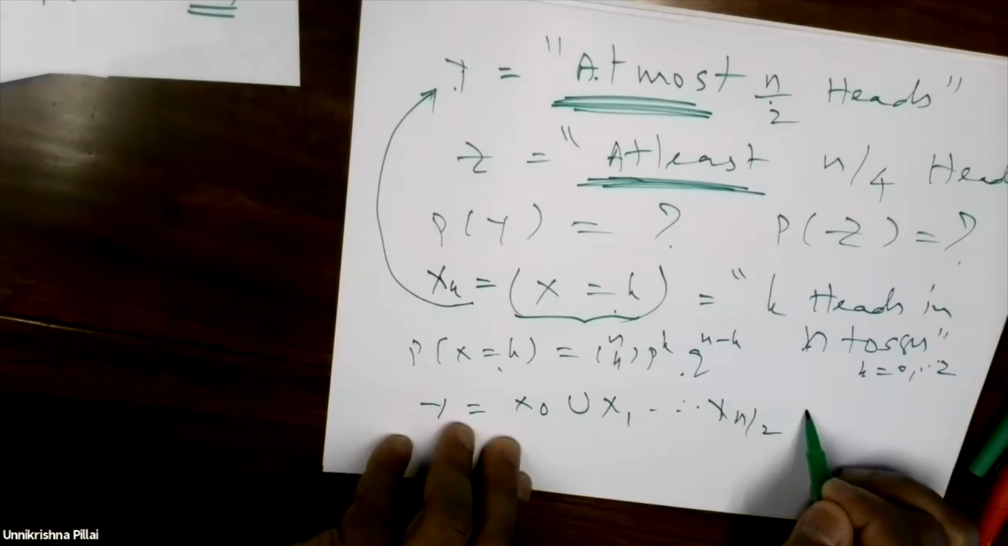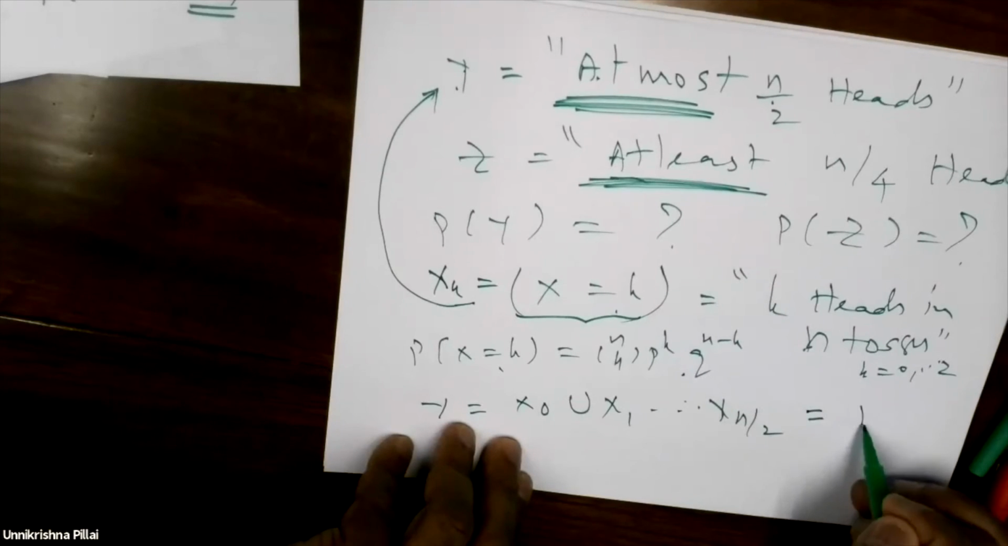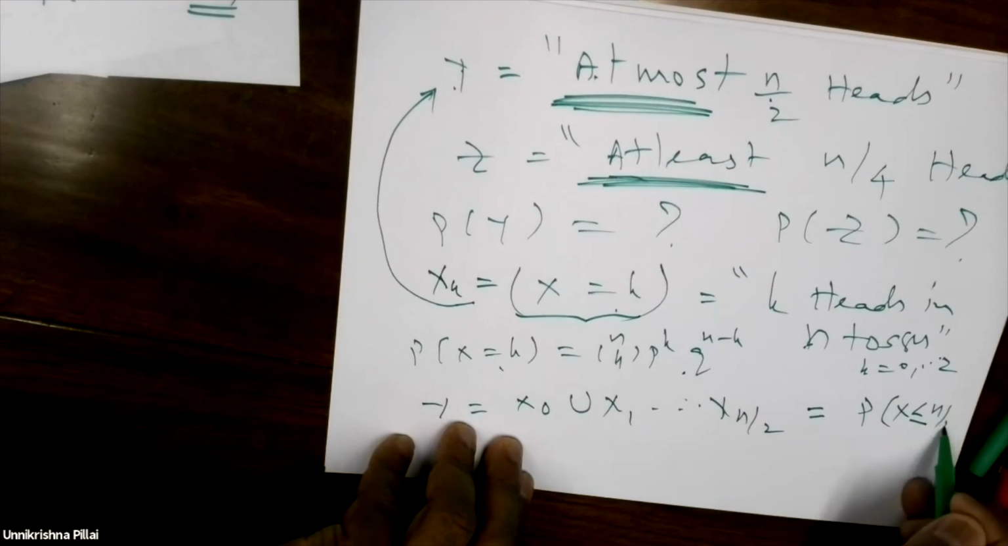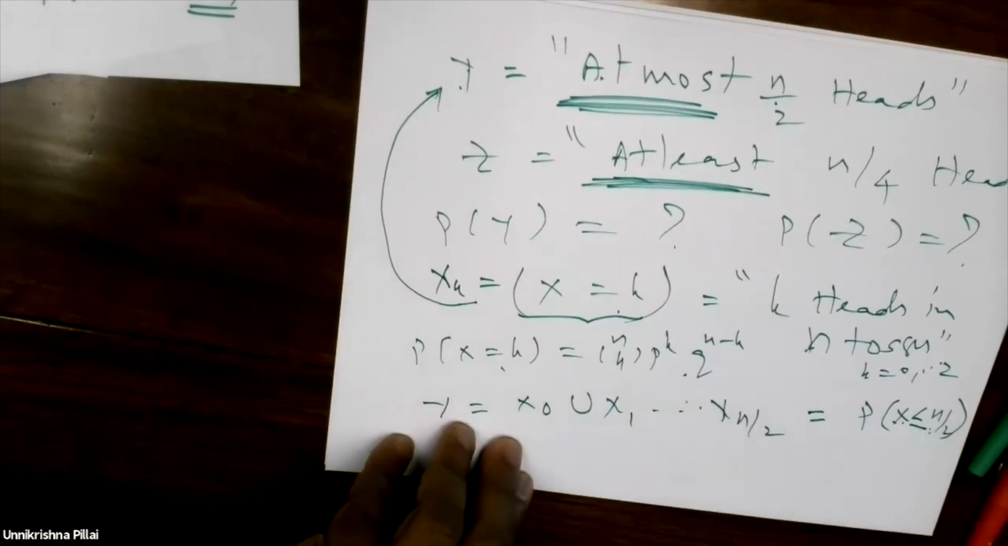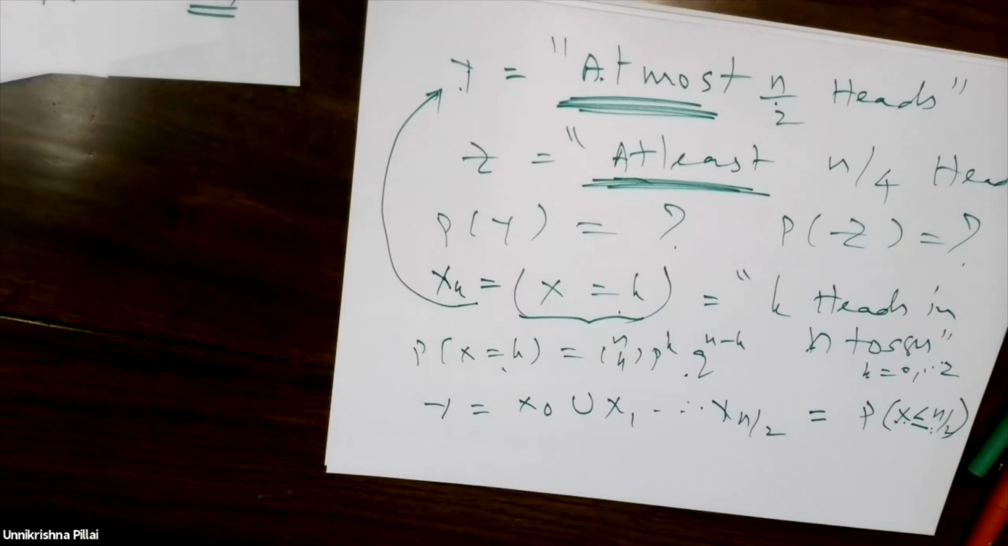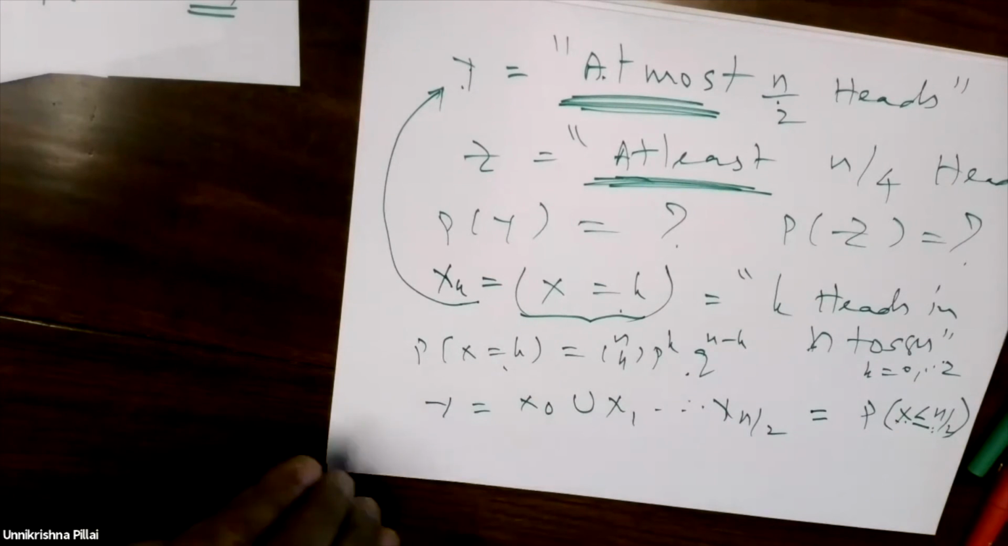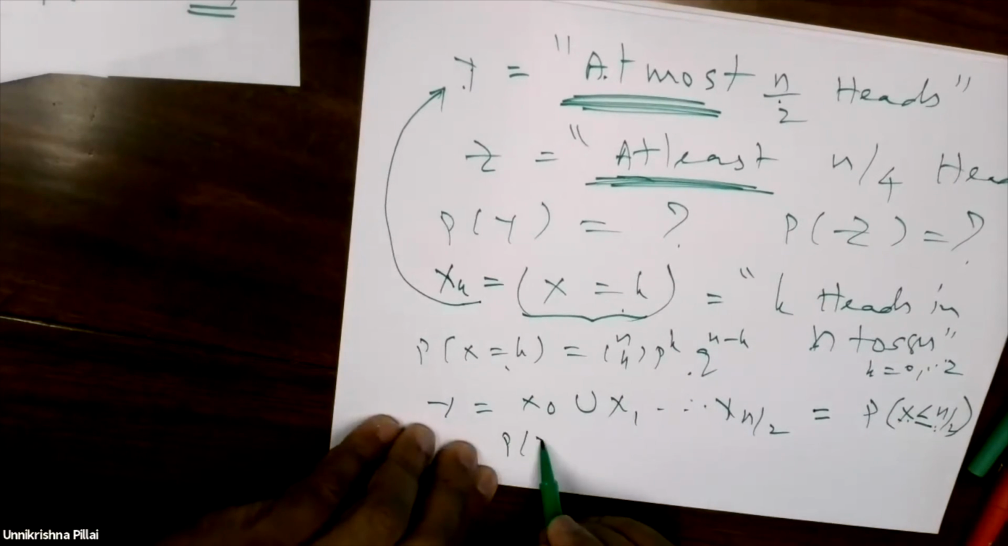This is also the same as saying that the number of heads is less than or equal to n by 2. Again, these are all mutually exclusive. So what will be the probability of y? The summation of k equal to 0 to n by 2.